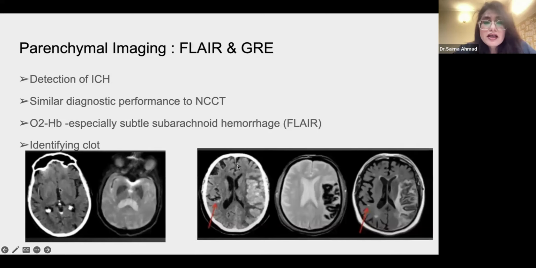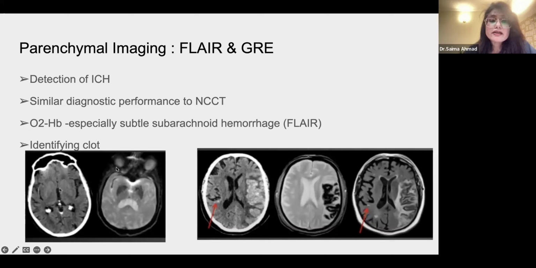As far as parenchymal imaging is concerned, we go with the FLAIR and the gradient imaging. Obviously, the gradient imaging is done to rule out the hemorrhages, and the diagnostic performance of the GRE is similar to the non-contrast CT in diagnosing the hemorrhage. And also the GRE is very specific in identification of the subtle subarachnoid hemorrhages as well as the parenchymal hemorrhages, and you can see here.